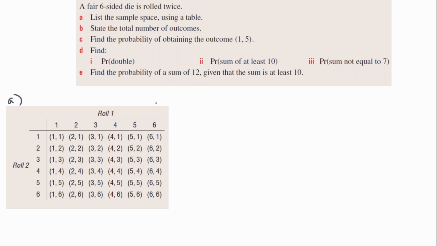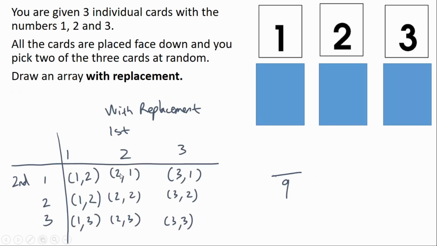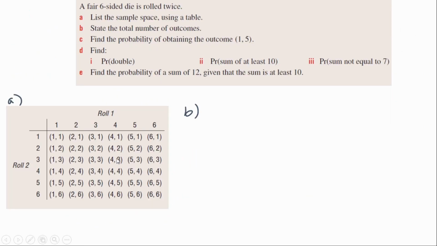Next question is to state the total number of outcomes. So I did an example before over here. We said the total number of outcomes was 9 here. In this case, you could just do 6 times 6. So the total number of outcomes here will be 36 outcomes.